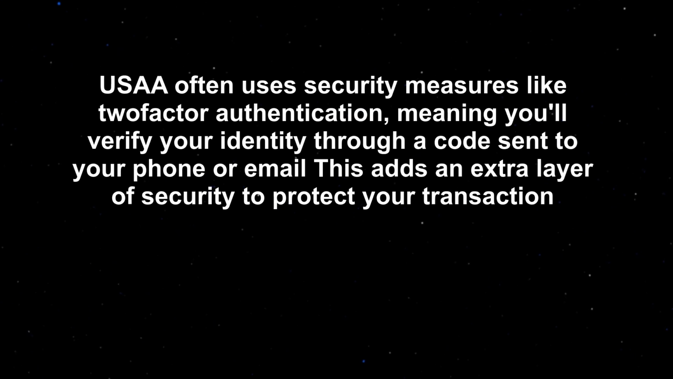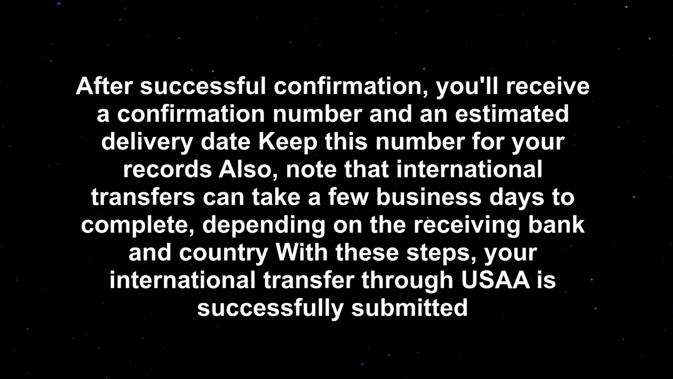USAA often uses security measures like two-factor authentication, meaning you'll verify your identity through a code sent to your phone or email. This adds an extra layer of security to protect your transaction. After successful confirmation, you'll receive a confirmation number and an estimated delivery date. Keep this number for your records.